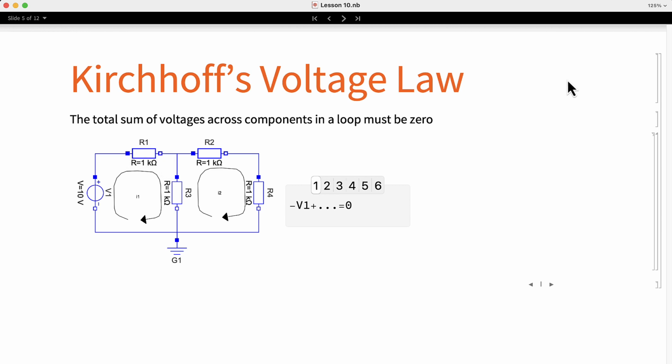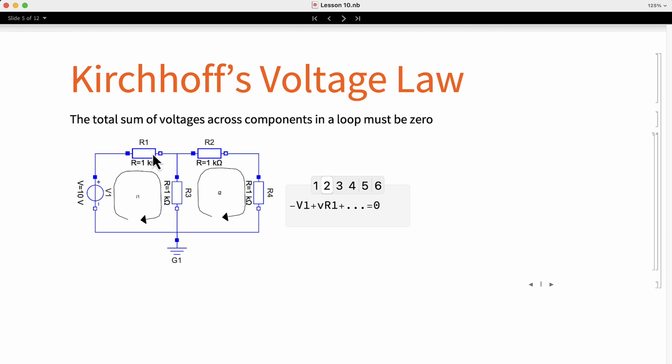Once every component is polarized, we need to write an equation for each loop. This equation is called the Kirchhoff voltage law, and it states that in a loop, the sum of all voltages across the components must be 0. For loop 1, we will start here, and the first thing we can see is that we have a voltage source, and we are entering the negative terminal and exiting through the positive. Therefore, we write the term as minus V1.